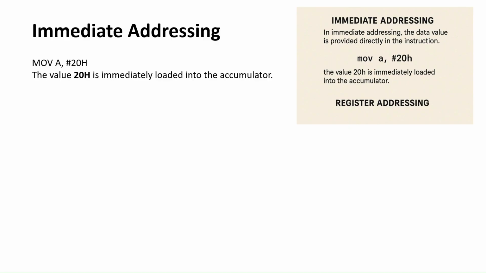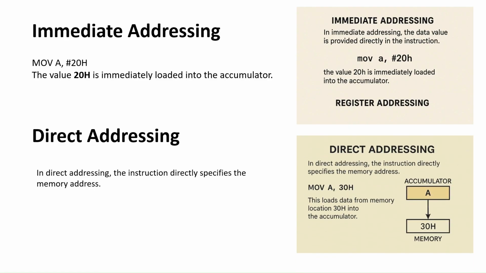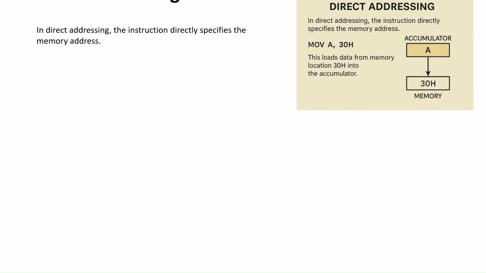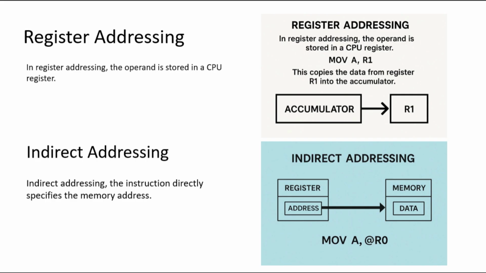Direct addressing. In direct addressing, the instruction directly specifies the memory address. Example: MOV A, 30H. This loads data from memory location 30H into the accumulator. Register addressing. In register addressing, the operand is stored in a CPU register. Example: MOV A, R1. This copies the data from register R1 into the accumulator. Indirect addressing. In indirect addressing, a register holds the address of the data. Example: MOV A, @R0. Here register R0 contains the address where the data is stored.